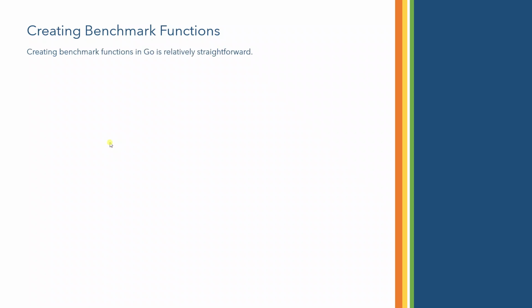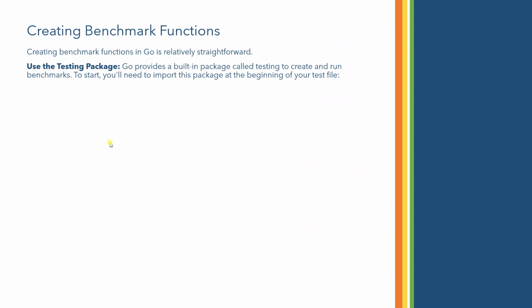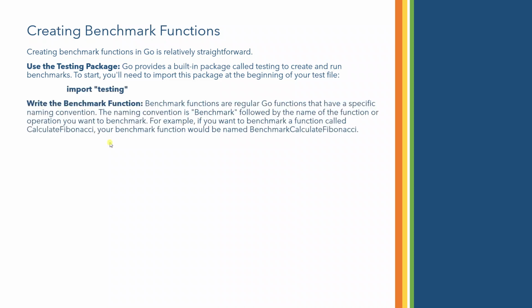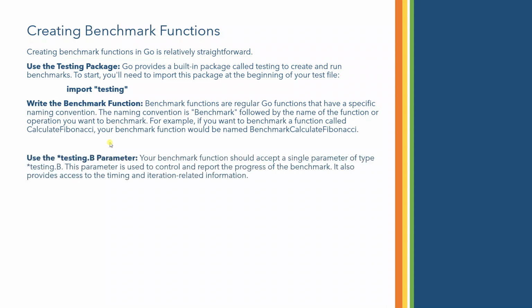It is actually very straightforward to create benchmark functions in Golang. You can use the testing package, which we also used earlier. We import testing, and we can write the benchmark function, which is also very straightforward. Benchmark functions are regular Go functions. For example, if you have a function called calculateFibonacci, the benchmark test case will have the function name BenchmarkCalculateFibonacci. That is very straightforward.